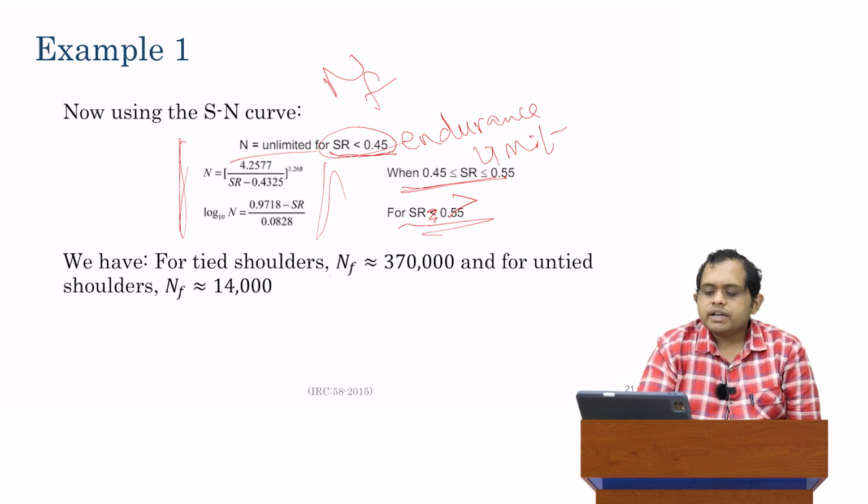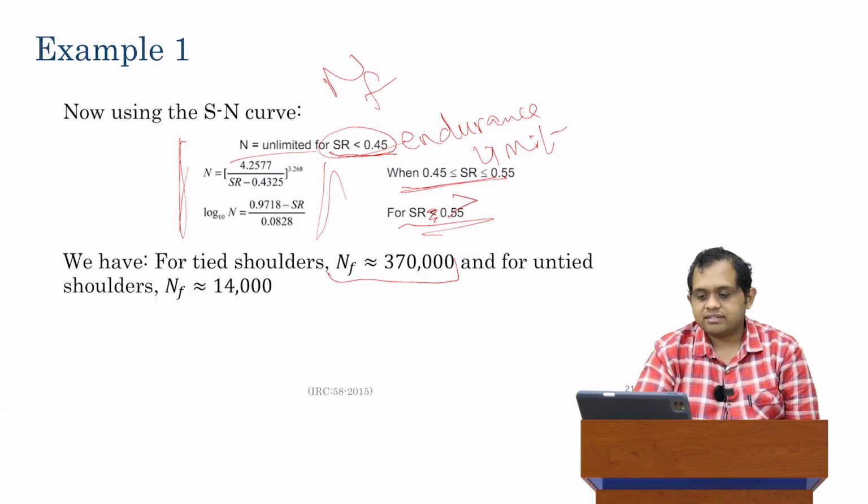If you apply the formula, what we'll get is for tied shoulders, we get roughly 370,000 allowable repetitions of this particular axle, that's the 160 kilonewton axle, for this particular temperature difference, 16.8 degrees Celsius.